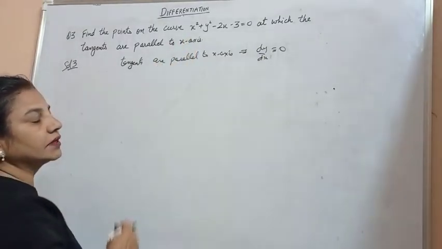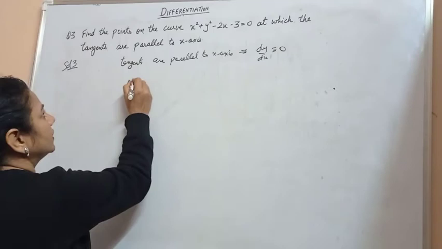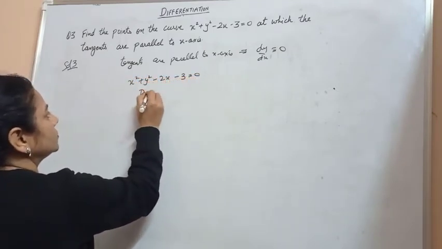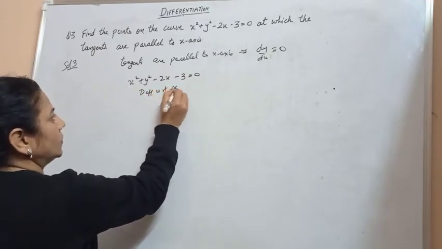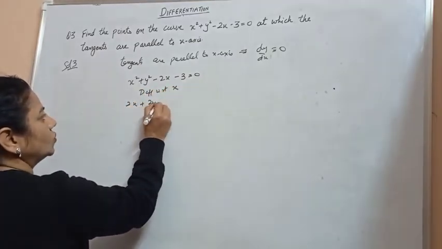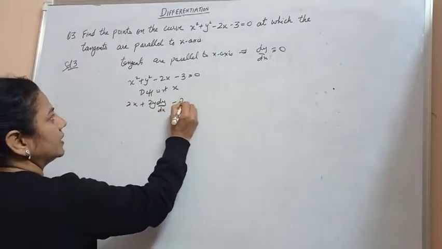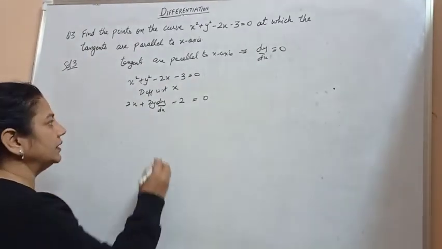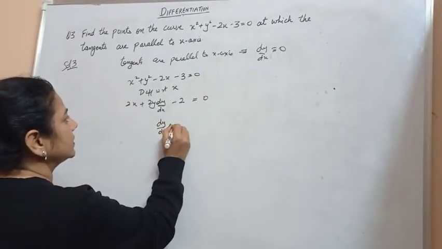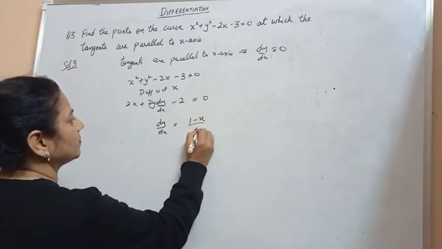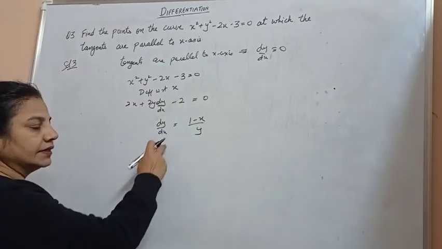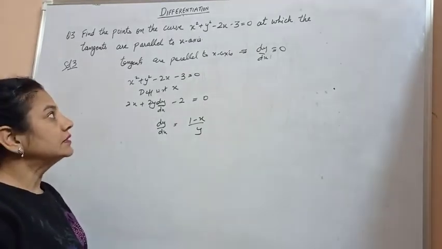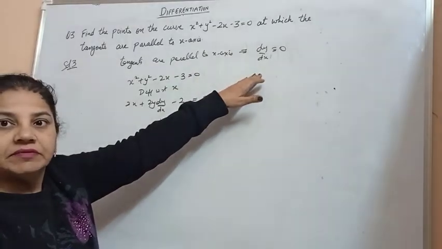So differentiating the curve x square plus y square minus 2x minus 3 is equal to 0 with respect to x, we get 2x plus 2y dy by dx minus 2 is equal to 0. Here we calculate the value of dy by dx. Divide throughout by 2, and we get dy by dx is equal to (1 minus x) upon y. Since the tangent is parallel to the x-axis, that means dy by dx is equal to 0.